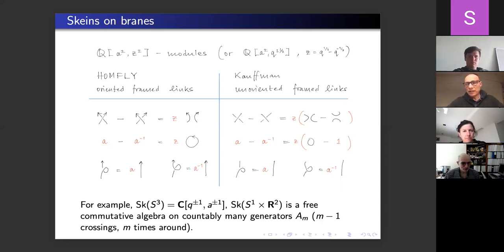If you take something like S1 times R2 that we'll work with, then you need an infinite collection of generators. You need some knot that goes once around, some other knot that goes twice around, 3 times around, and so on. So you need one of those in each number of times around, and then it's a free commutative algebra, countably generated by these things. Anyway, it's a rather nice object, but the most important thing is that you can replace some knottiness by a polynomial.